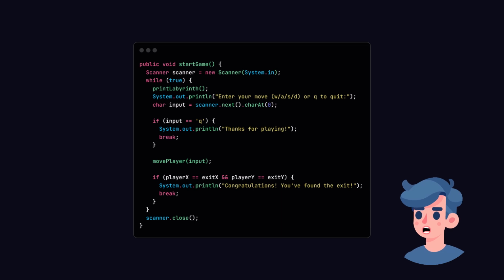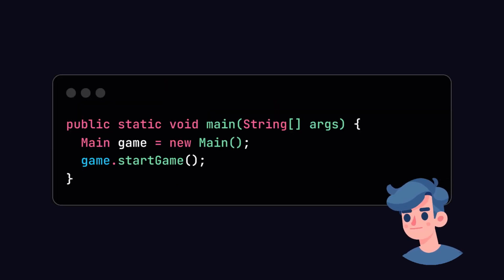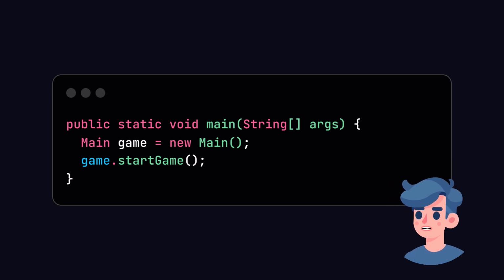Now it's time to implement the main game loop. We need to continuously prompt the player for input, update the state of the game, and print the labyrinth until the player reaches the exit or decides to quit. Finally, let's add a main method to start our game. This method will create an instance of the main class and call the startGame method.